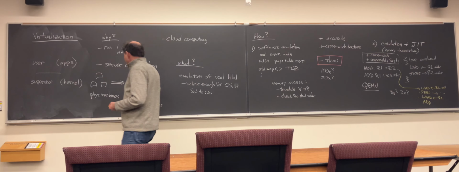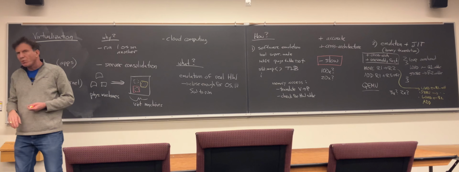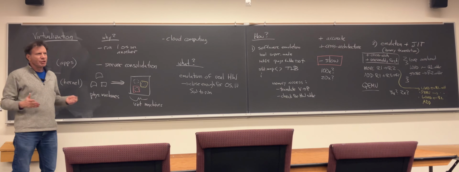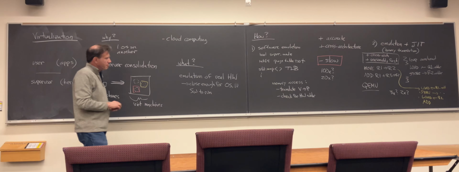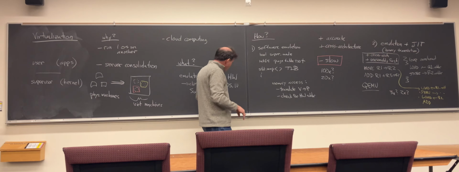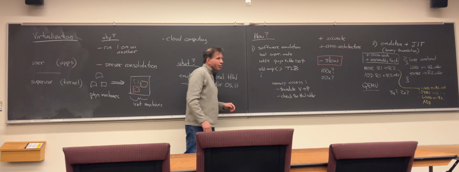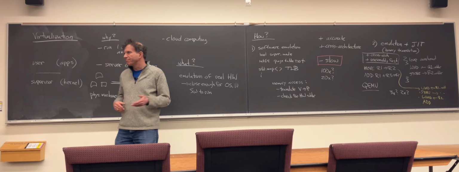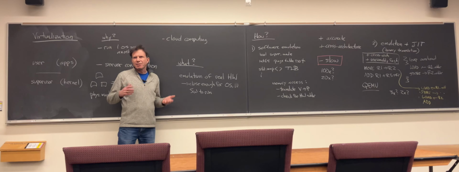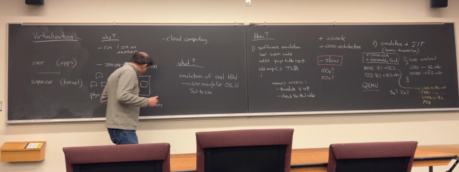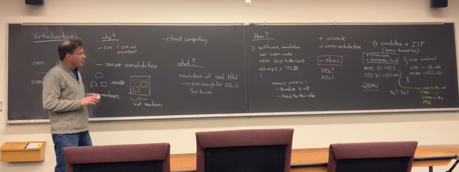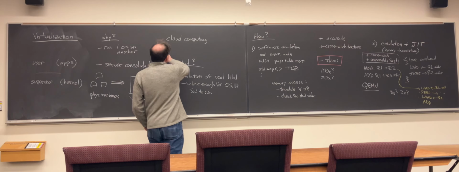It's still not fast enough if you want to be in the business of selling virtual machines. 2 or 3 times slower means that you're throwing away 50 or 67% of your machine. You'd rather not throw it away, you'd rather charge people for it.